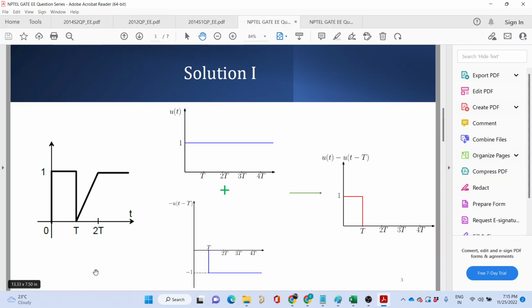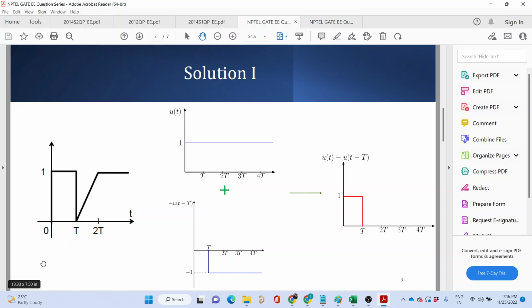So in that case, what is the slope of the line? Slope of this ramp function? It's unity. So for the function t minus capital T, the slope is unity. What is the slope in this case? The slope of this line. Sir, slope will be 1 over T. Correct. Absolutely.